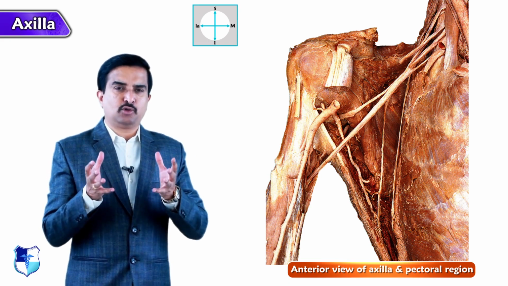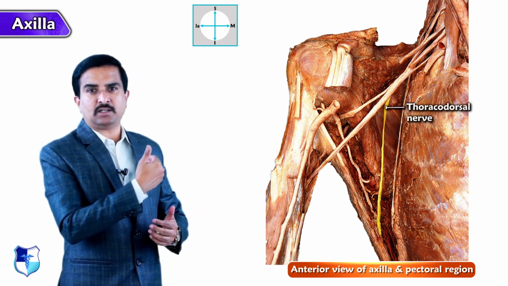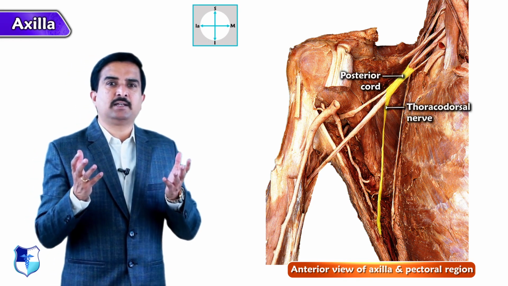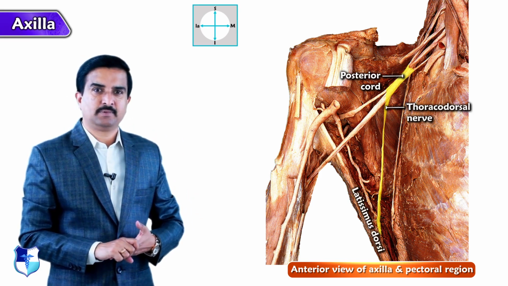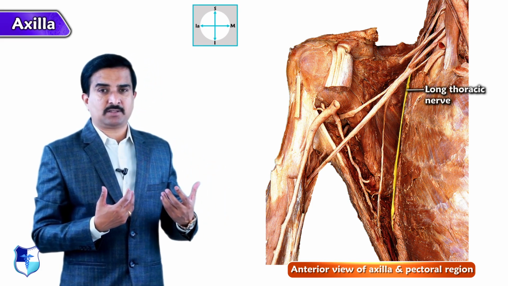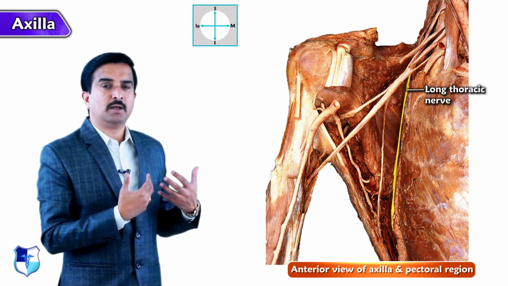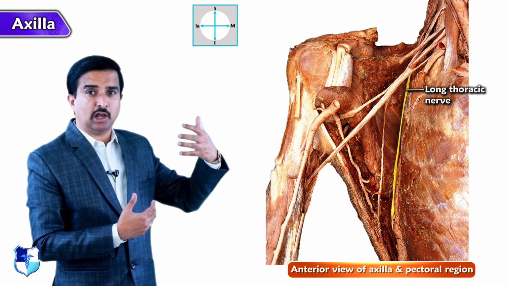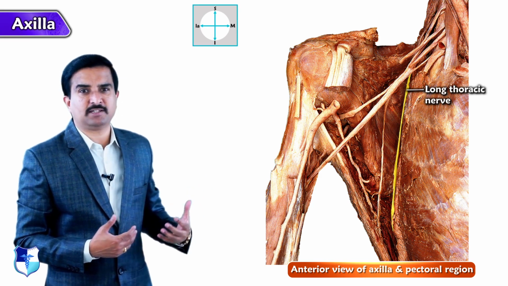And other structures, the most important structures will be the thoracodorsal nerve, which we know is directly branching from the posterior cord of the brachial plexus, and this thoracodorsal nerve innervates the latissimus dorsi. And the other nerve is the long thoracic nerve. I have mentioned it multiple times, but still we can see the nerve in this image. Therefore, it is important for us to mark this, which can be clearly seen, running along the thoracic wall and supplying the serratus anterior muscle.